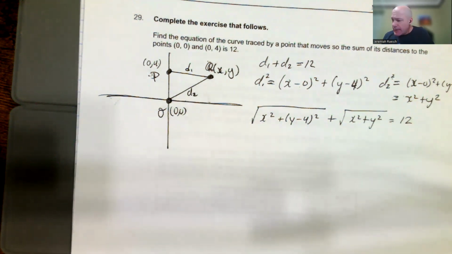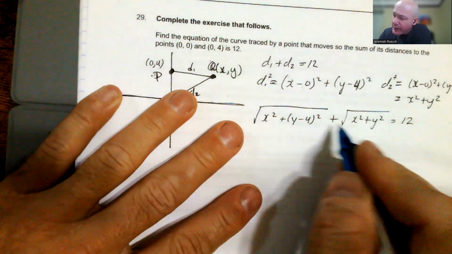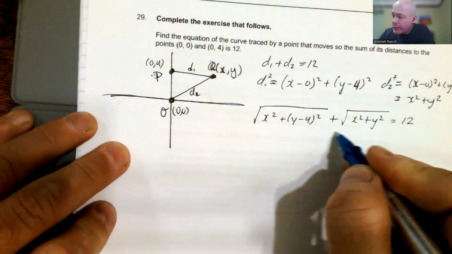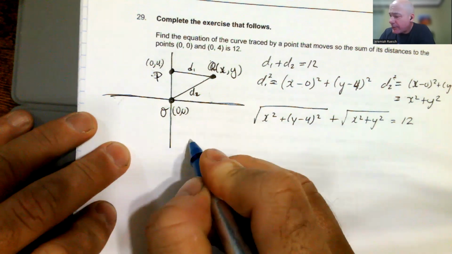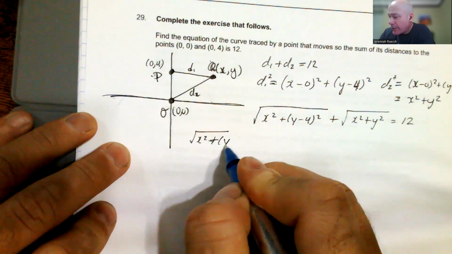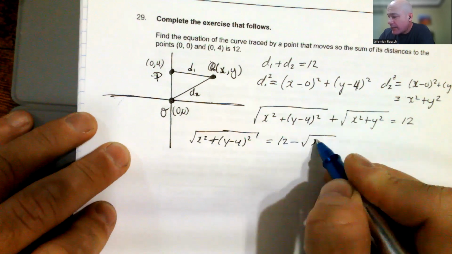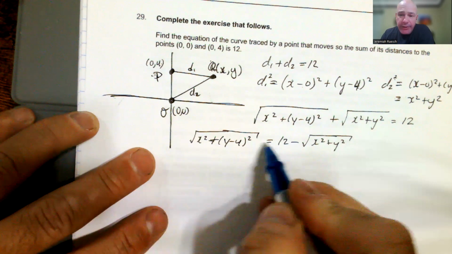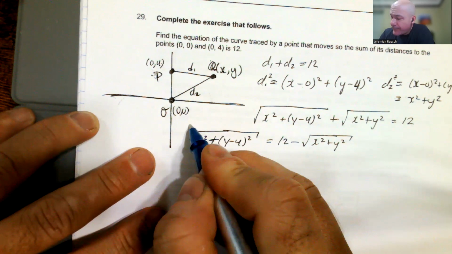It doesn't matter which one you choose to move. Since this one is the furthest, I'm just going to subtract that term over, and then I'll square both sides. So I'll write that out first. The square root of x squared plus y minus 4 squared is equal to 12 minus the square root of x squared plus y squared. And now that I have that isolated, I'm going to square both sides to get rid of the square root.